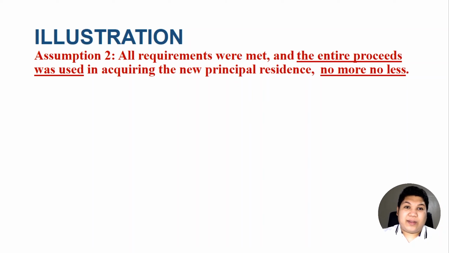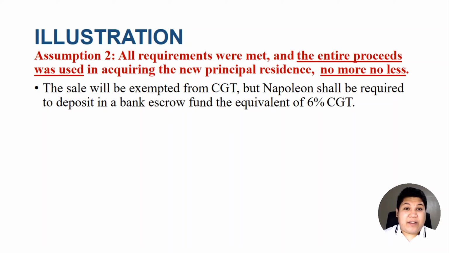No more, no less. So, in this second assumption, it is assumed that all requirements are met, meaning Napoleon is entitled for exemption. The sale will be exempted from the capital gains tax, but Napoleon shall be required to deposit in a bank escrow fund equivalent to 6% CGT. Again, as I have said earlier, even if Napoleon is not subject to 6% CGT because he is exempted, still, he would be required to deposit the equivalent of 6% CGT to an escrow fund.